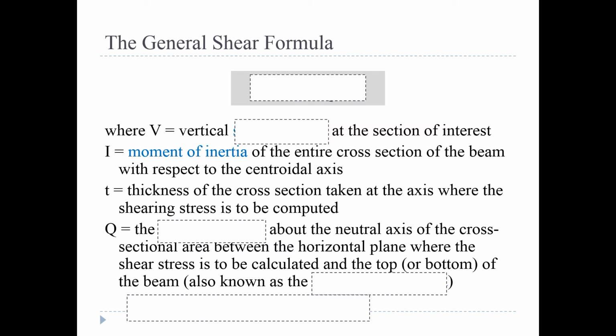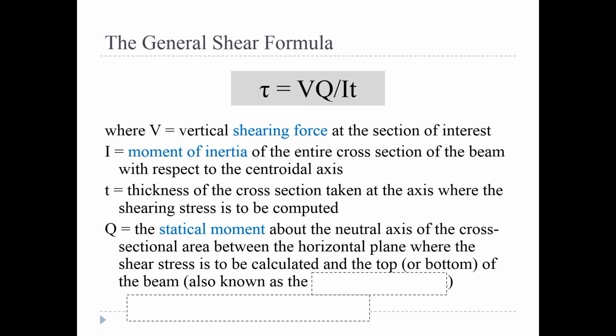Okay, so here's the formula that we'll need to calculate all of this. Now it's tau, just like tau was used for shear in the first or second chapter of this class. But now it's defined for shearing stresses. It's equal to capital V times capital Q divided by I T. Some of these values look familiar to you, but some are new. V is the vertical shearing force at the section of interest.